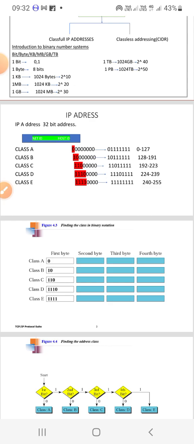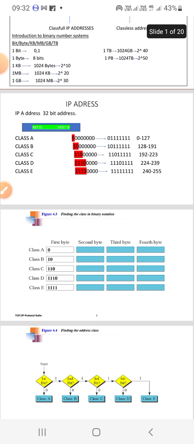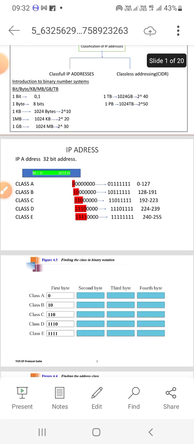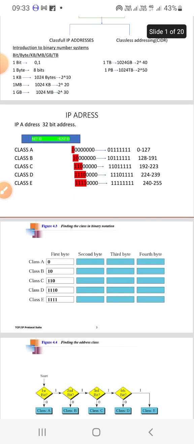Class B means the first 2 bits are 10. Class C: if the first 3 bits are 110, it belongs to class C. Class D: if the first 4 bits are 1110, it belongs to class D. Class E: if the first 4 bits are all ones, it belongs to class E. These are the classes of IP addresses. Class A ranges from 0 to 127, class B 128 to 191, class C 192 to 223, class D 224 to 239, class E 240 to 255.